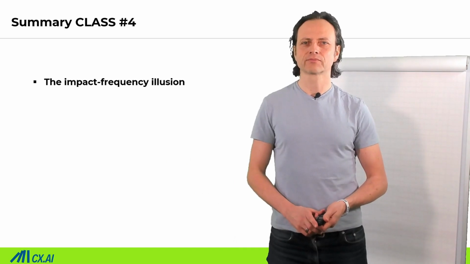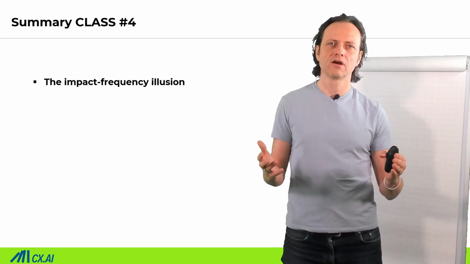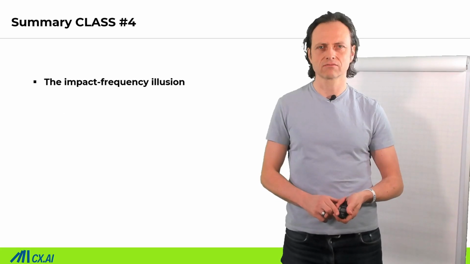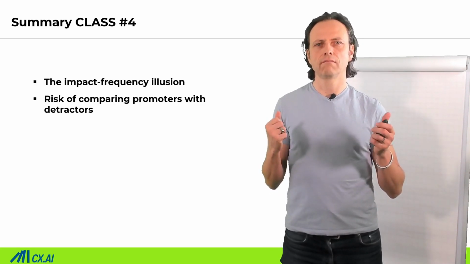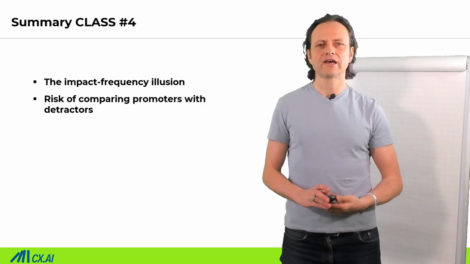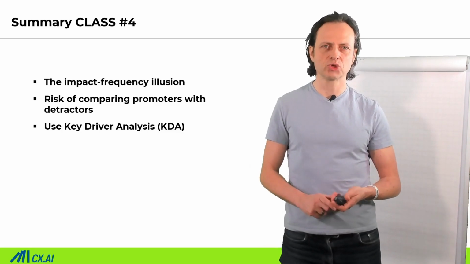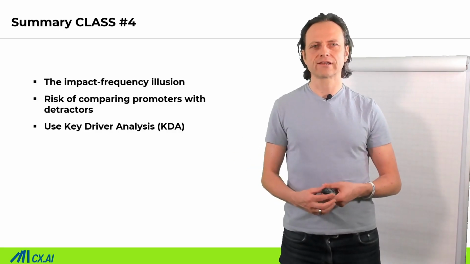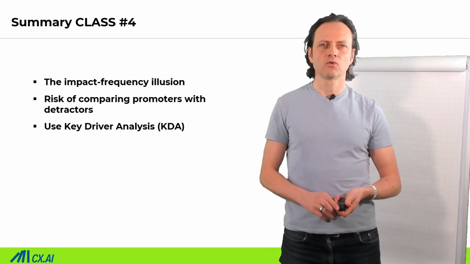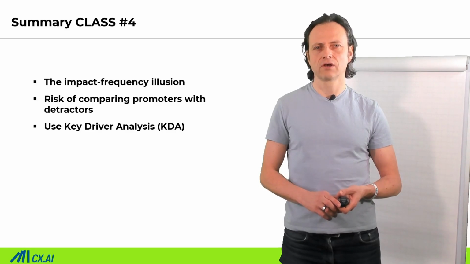Let's summarize class 4. We have an impact frequency illusion. This means that the most often mentioned topics are most of the time not the most important ones. This is why we need driver analysis. Using correlation and simply comparing frequencies between promoters and detractors has a high risk of fooling you. I gave some examples for that. So it is a must to use a key driver analysis, and it's always good to at least use a regression type of analysis. But there are certain tricks which will improve the predictive power of those key driver analyses by 100%.